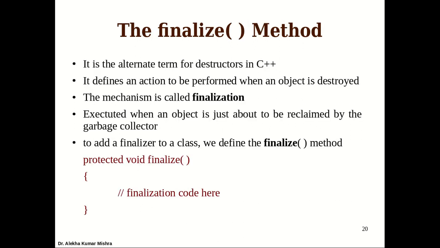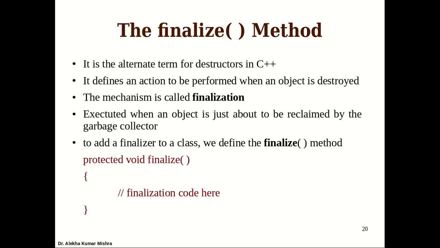Next comes a special method called the finalize method. It is an alternate term for destructor in C++. In C++ we use a destructor, and here it is finalize. It defines an action to be performed when an object is destroyed. We perform some action when an object is created, and in the reverse part, we want to perform some action when an object is destroyed, meaning its memory is reclaimed or deallocated. This mechanism is also called finalization. It is executed when an object is just about to be reclaimed by the garbage collector.